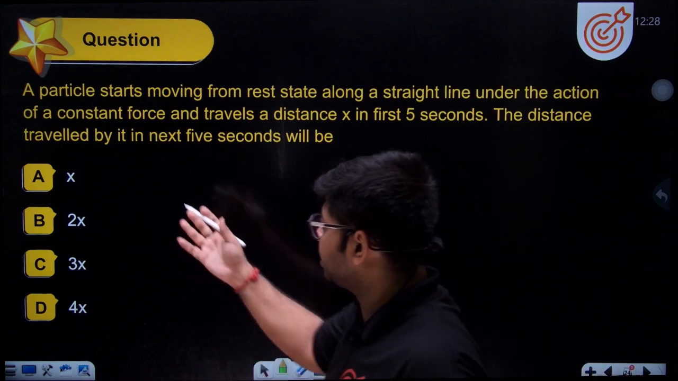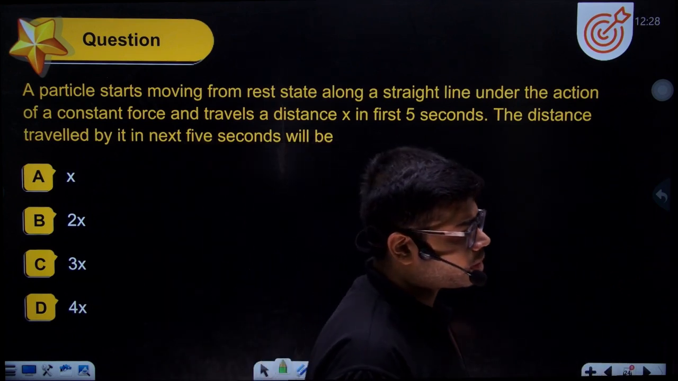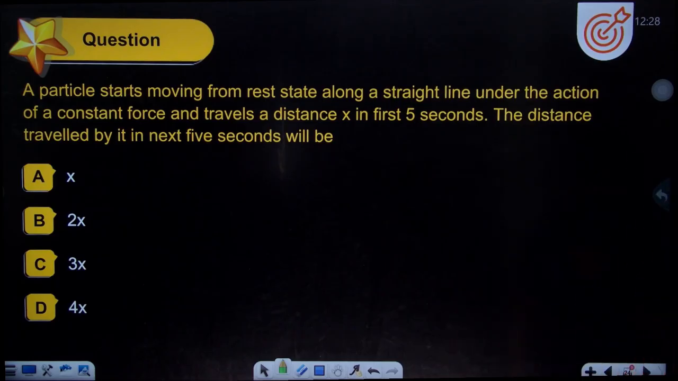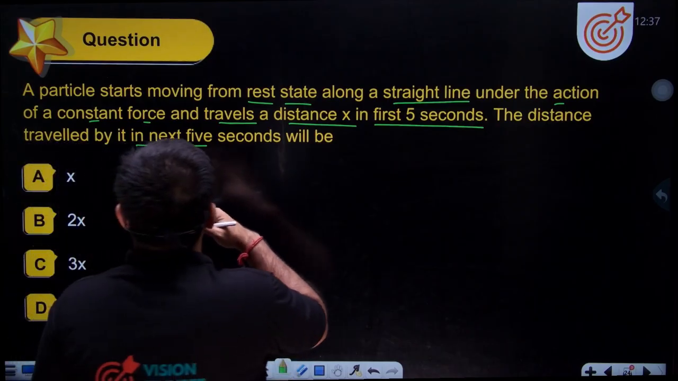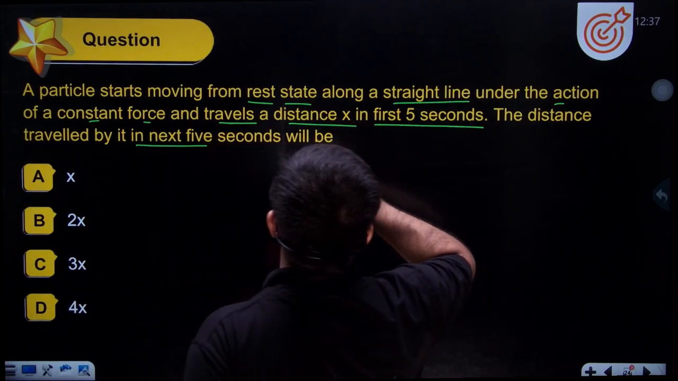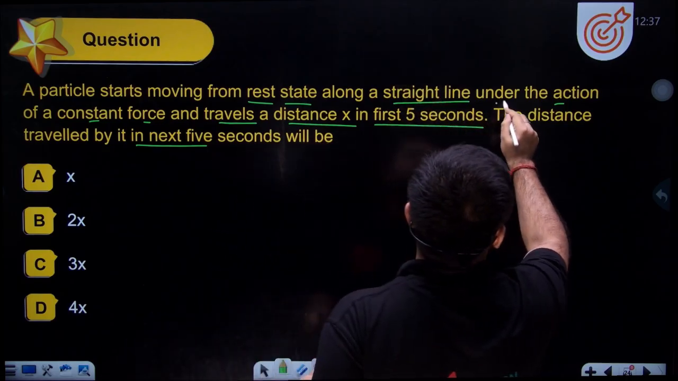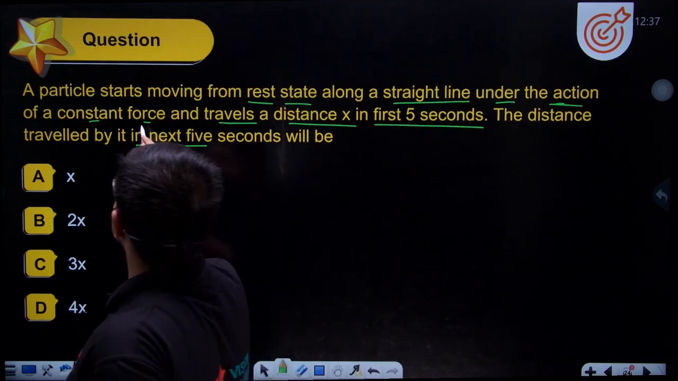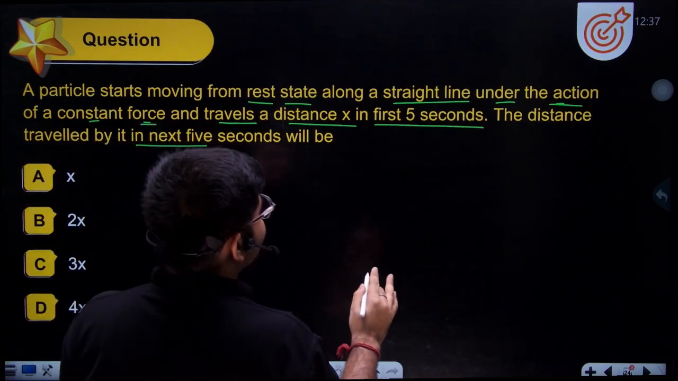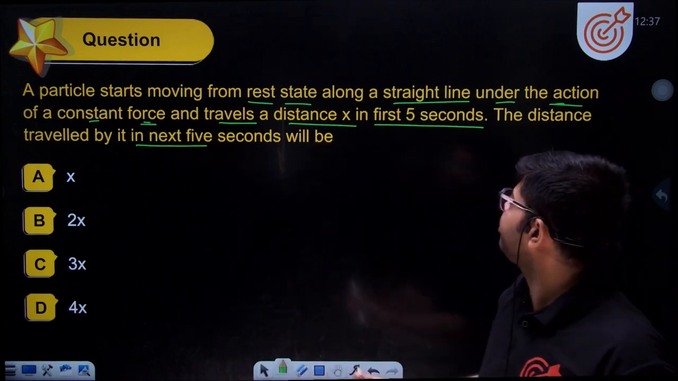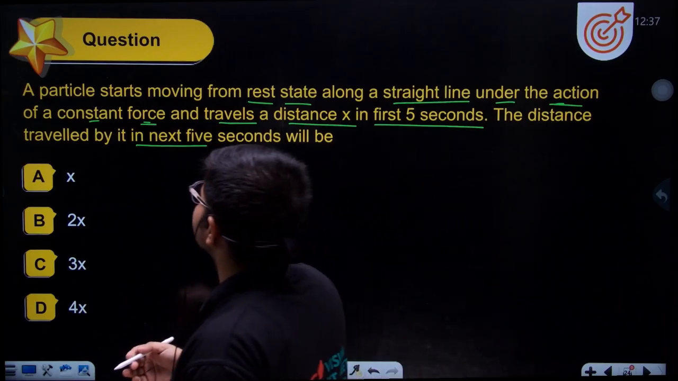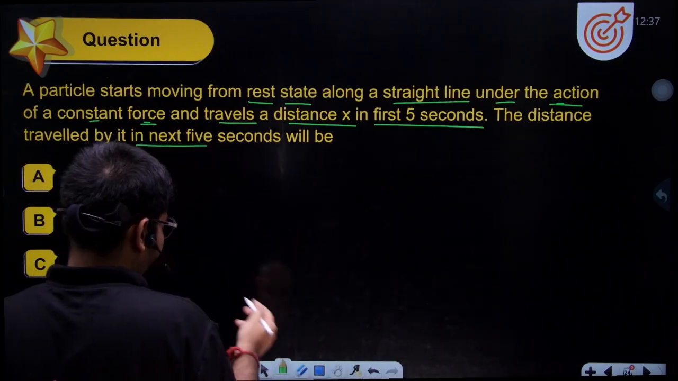Now see, please read this and then we will see how to solve it. Okay, let us solve this sum. A particle starts moving from rest along a straight line under the action of a constant force and travels a distance of x in the first 5 seconds. In the first 5 seconds it traveled x distance. The distance traveled by it in the next 5 seconds will be?